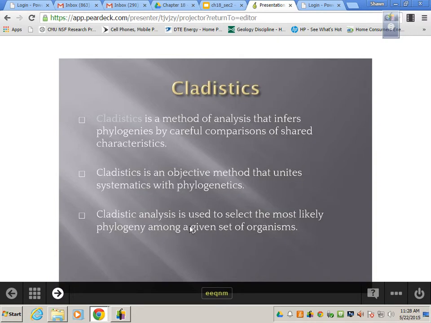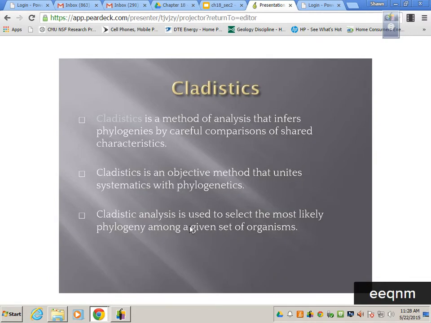So the next thing we need to look at is what is called cladistics. This is a method of analysis that infers phylogeny by careful comparisons of shared characteristics. And cladistics is an objective method that unites systematics with phylogenetics. And cladistic analysis is used to select the most likely phylogeny among a given set of organisms.